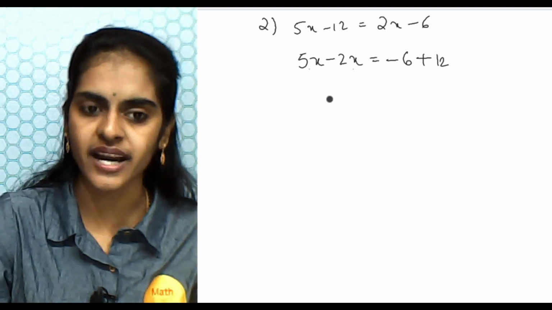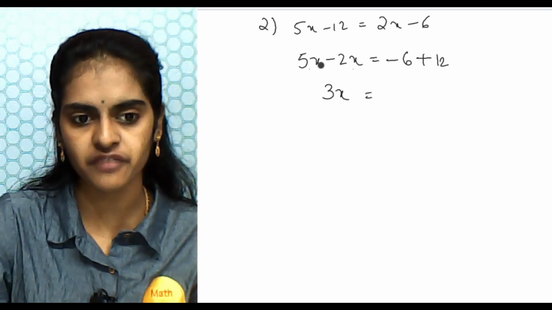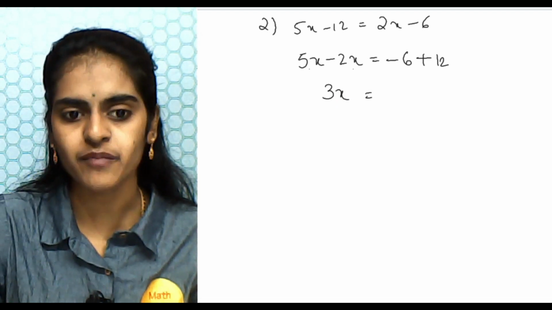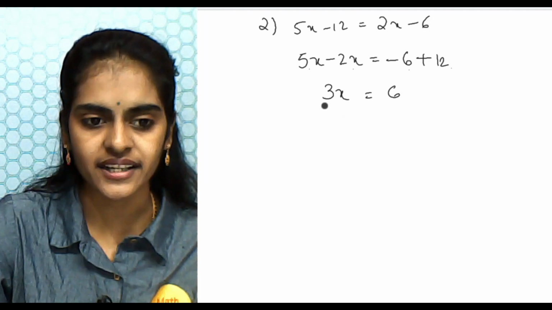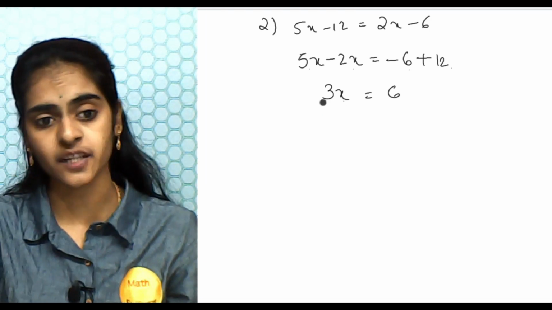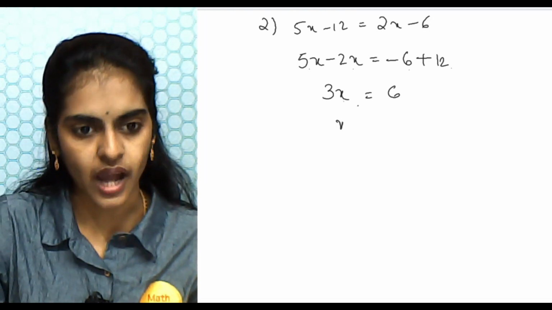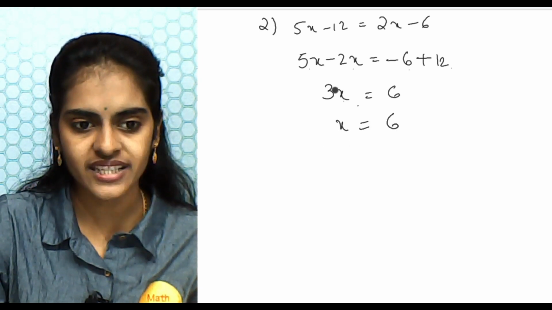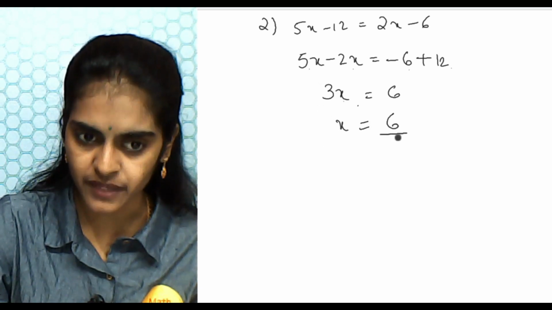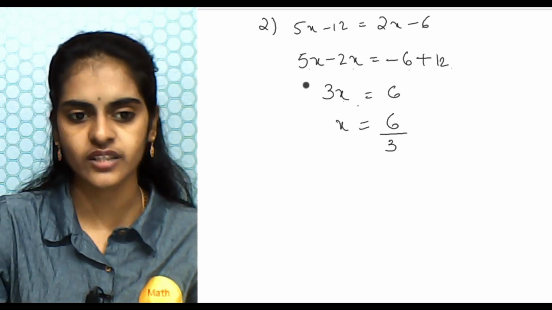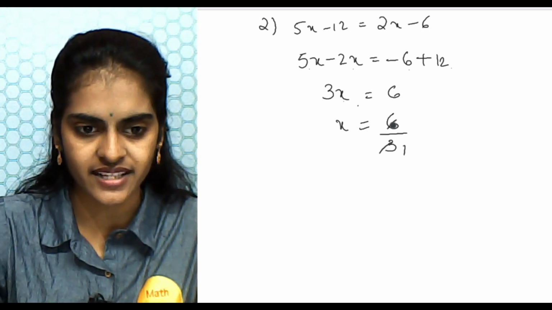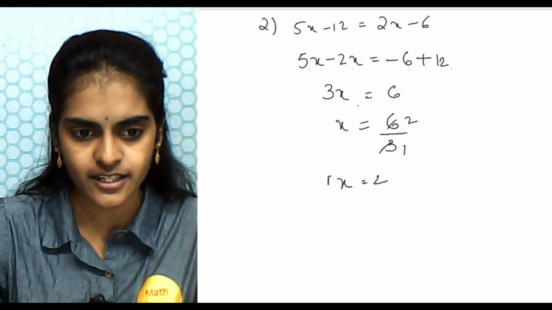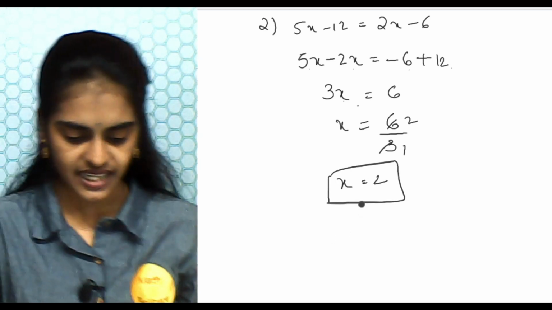So 5x minus 2x is 3x, 5 minus 2 is 3. And you have minus 6 plus 12, so you'll get 6. Now again, 3x is nothing but 3 multiplied by x. I want the value of x, so this 3 goes to the other side and becomes division. This is multiplied here, going to the other side becomes division. So 3 ones are 3, 3 twos are 6, so x is 2. Clear? So let us move on to the next question.